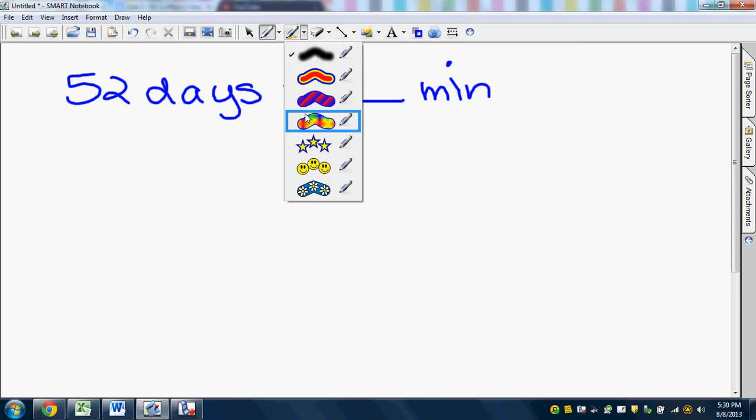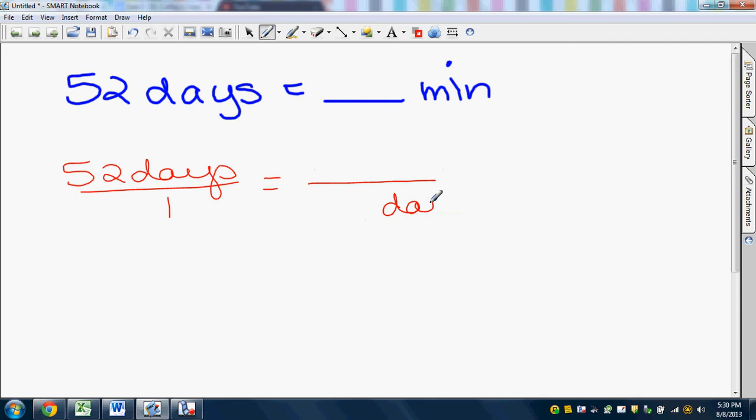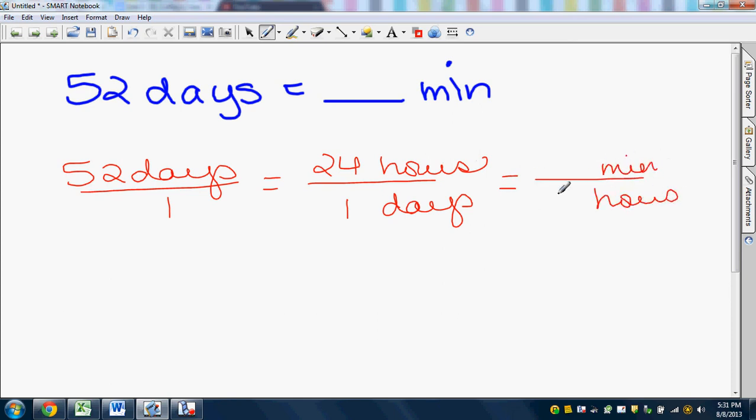Okay. Well, we have a couple of things going on here. Okay, I'm actually going to change colors. So we're going to say 52 days. And remember, we start over 1. We know that we want our bottom diagonal to be days, right? And we want to try to get to minutes, okay? But let's start with hours. So we're going to say that 1 day is the same thing as 24 hours, right? And then now I have my hours, and I can get to minutes with that conversion. So I know that 1 hour is equal to 60 minutes.